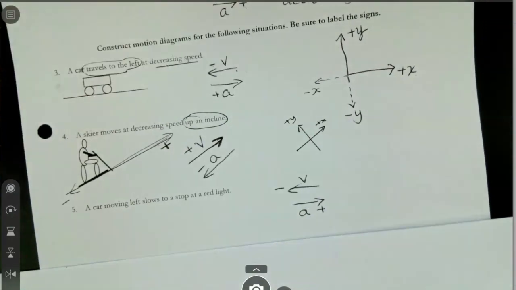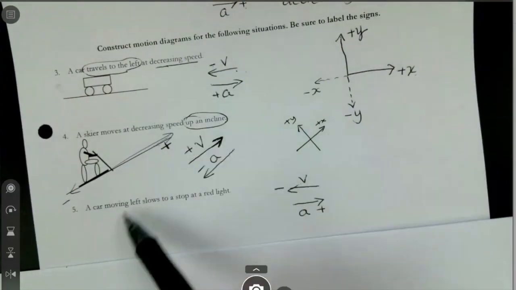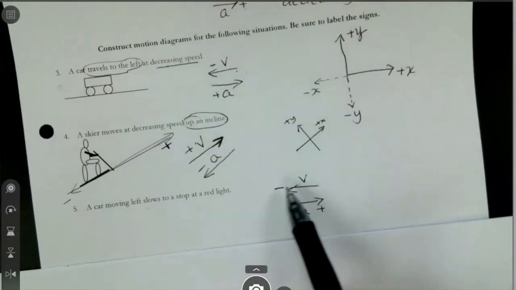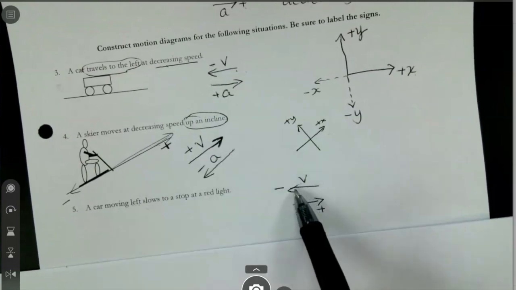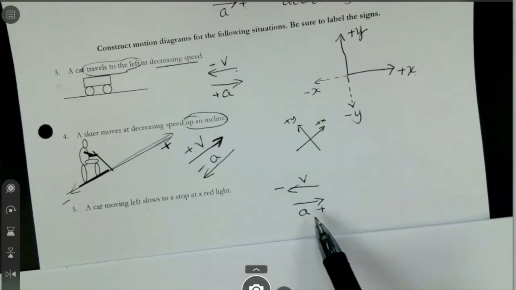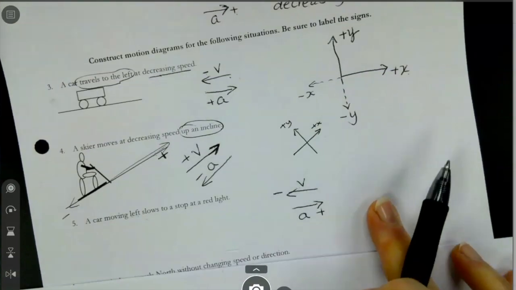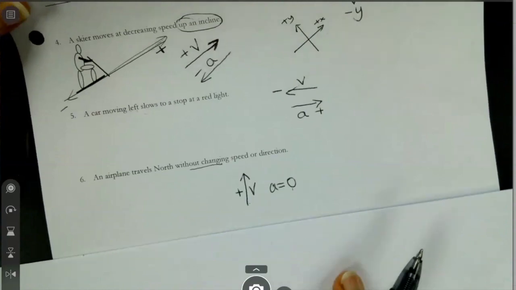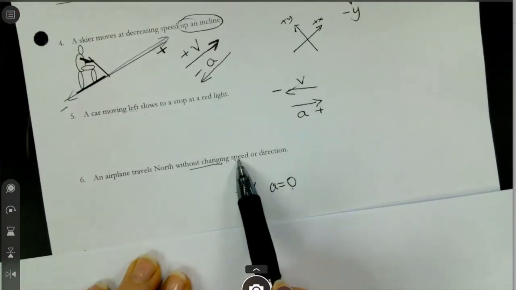A car moving to the left, slowing down. Happens to be 3 slowing downs in a row. So you're moving to the left, so your velocity points to the left. You're slowing to a stop. Acceleration must point to the right. Put the correct signs.